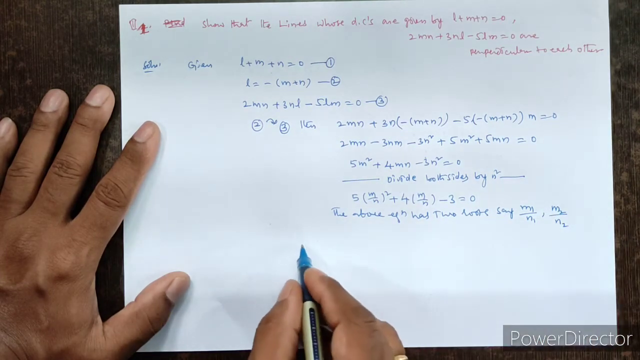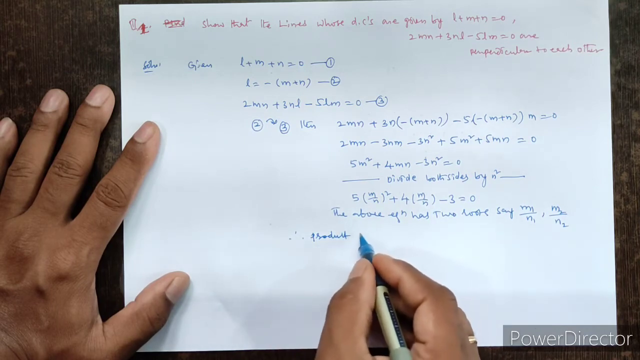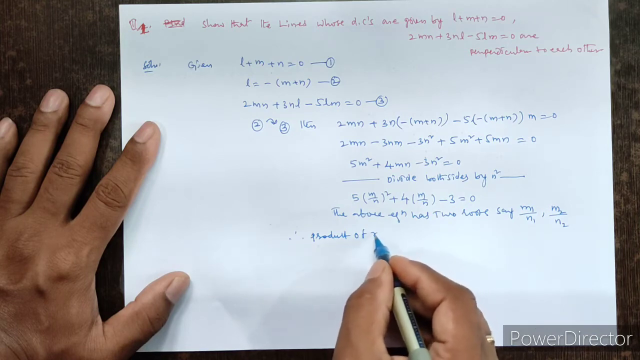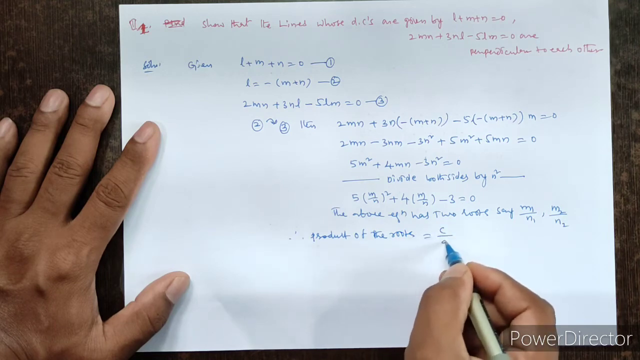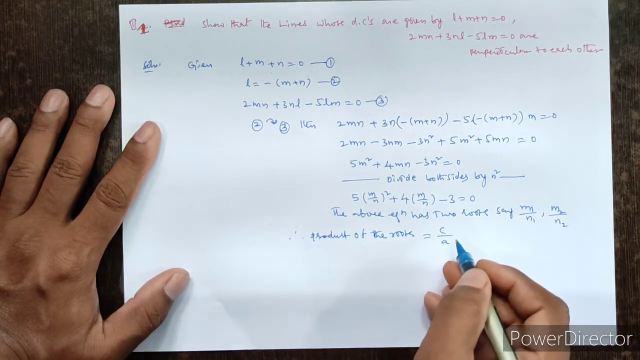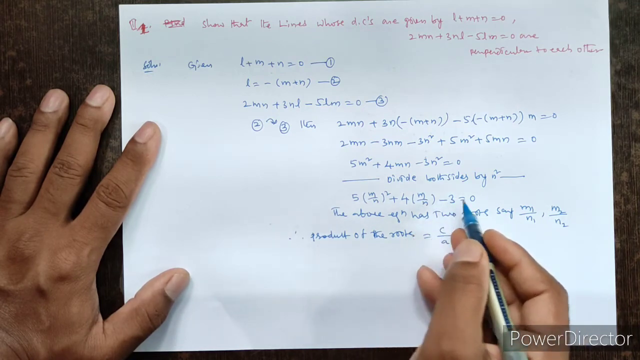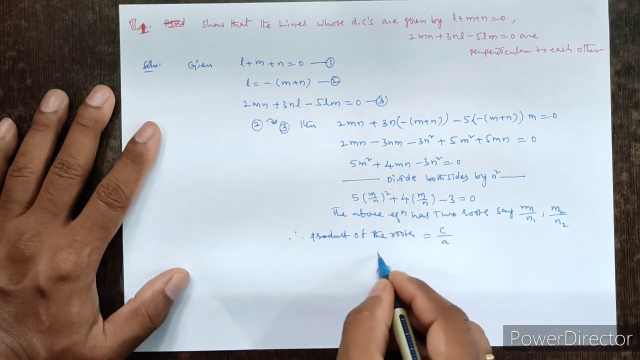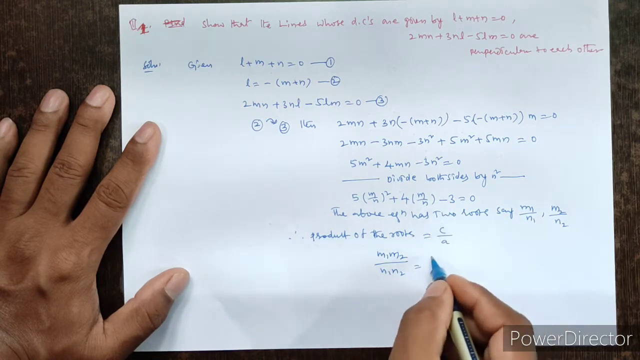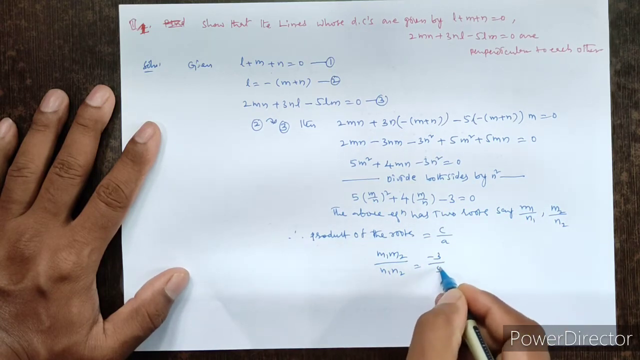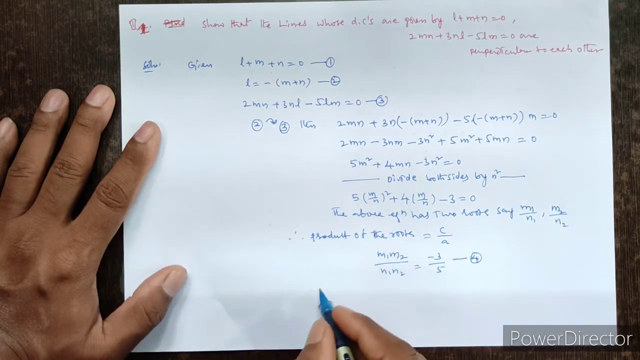Already we know the product of the roots is nothing but c by a. For a quadratic equation, the product of the roots is nothing but c by a. Here, so the product of these roots, m1 into m2 by n1 into n2, equal to c, which is nothing but minus 3, by a, which is nothing but 5. So this is equation 4.